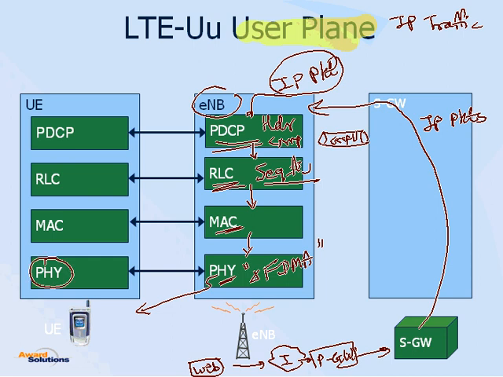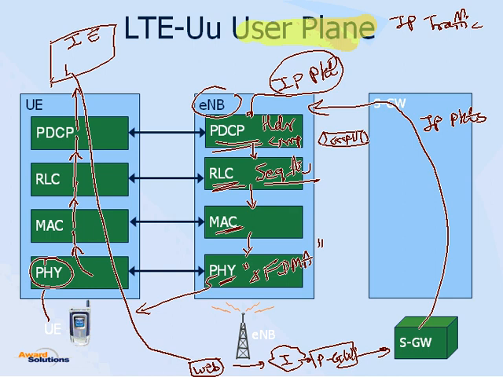The physical layer of the user equipment will receive the OFDMA symbols. It will give that to the MAC layer, MAC to the RLC, to the PDCP, and finally the Internet Explorer window will display the homepage, maybe the CNN.com homepage. So this is the end-to-end path as far as the air interface is concerned.